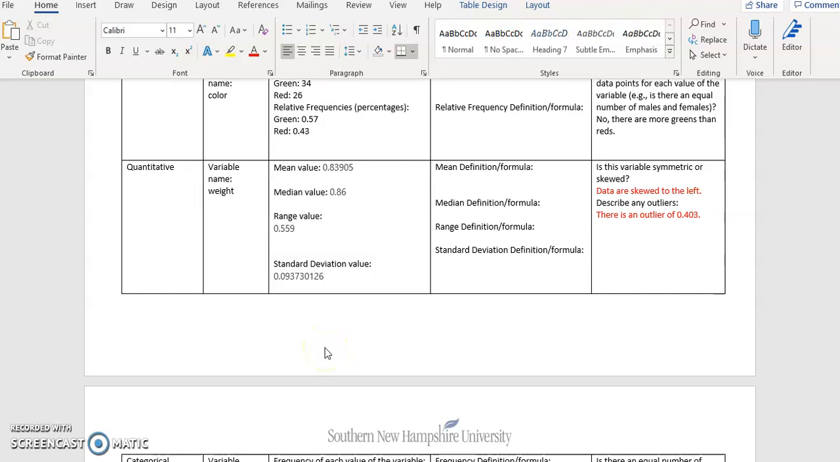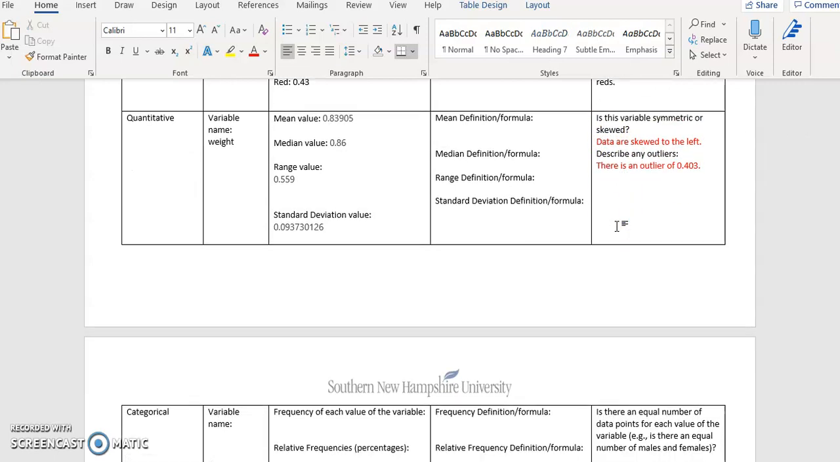So this is the second part of the video to go through the Milestone 2 template from week 3 of IHP 525. Okay, so we have our key features for our quantitative variable in this last column right here. Okay. So let's go down the template.